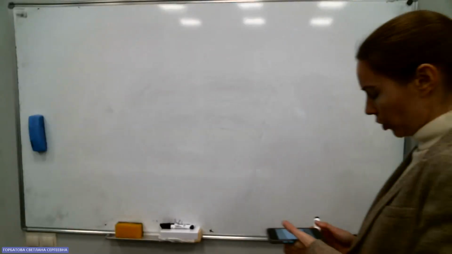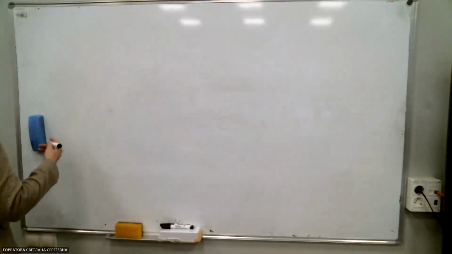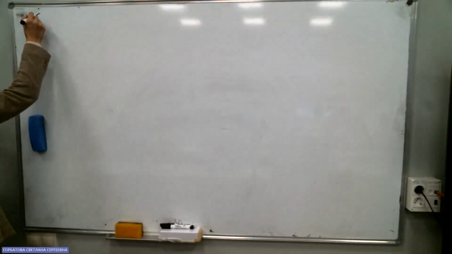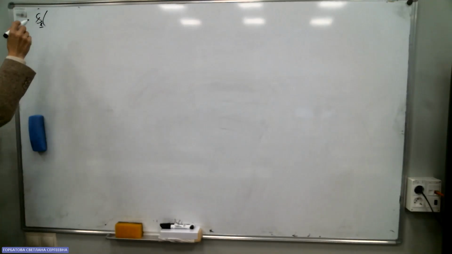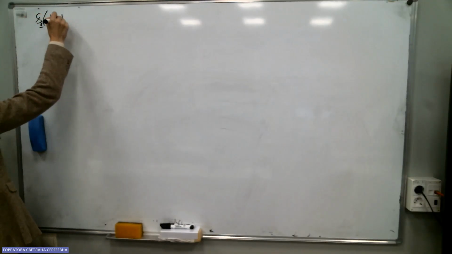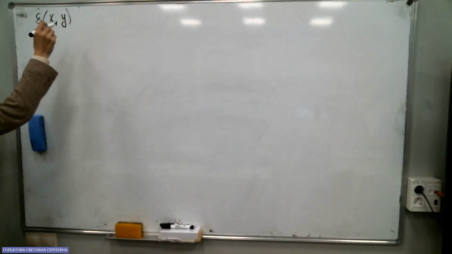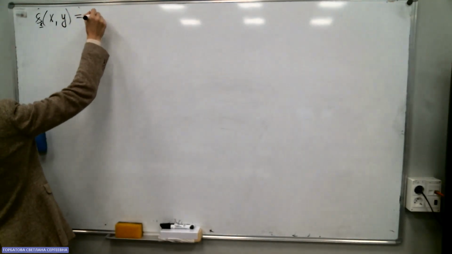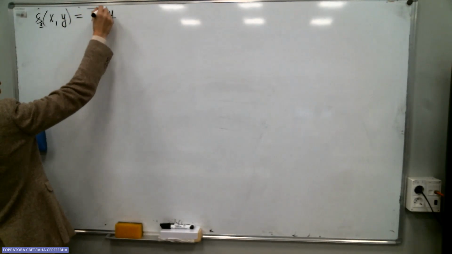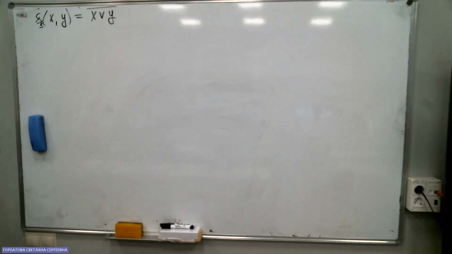We checked function f at one of two variables x and y. It's equal to f, disjunction of x and y, with negation.